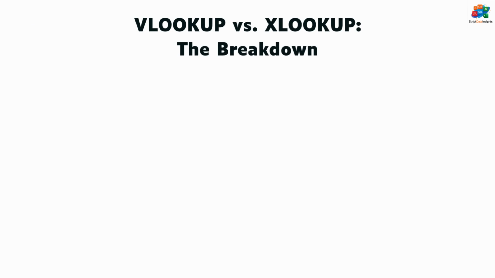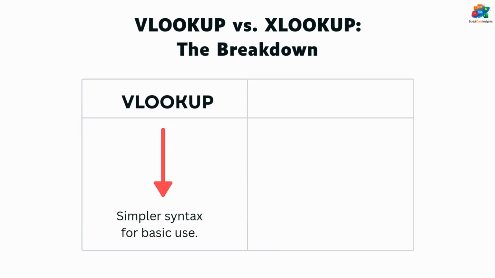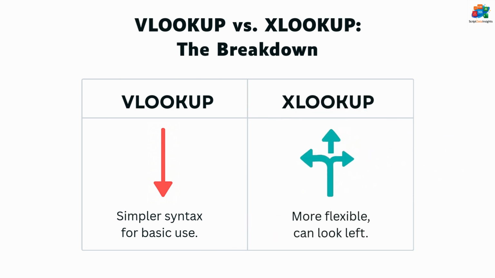Let's summarize the key differences with a quick breakdown of VLOOKUP versus XLOOKUP. VLOOKUP still offers a slightly simpler syntax for very basic use cases where your data is already perfectly arranged. However, XLOOKUP is far more flexible, and most importantly, it can look up a value to the left of the lookup column, which VLOOKUP cannot do. For almost all modern applications, XLOOKUP is the superior, more robust choice.